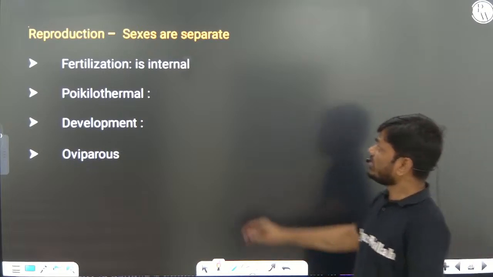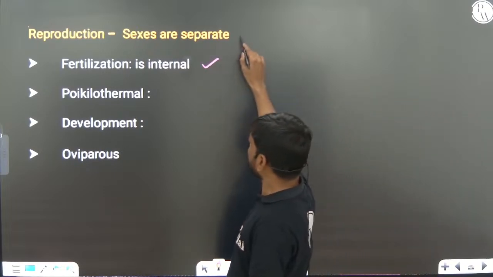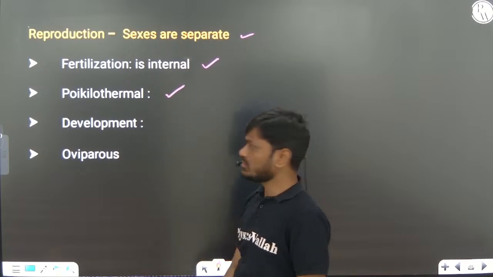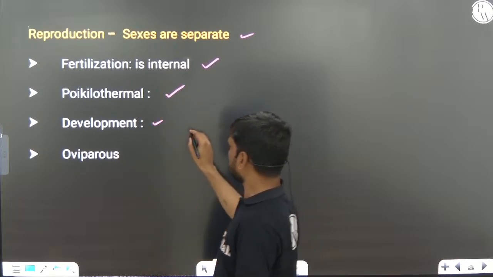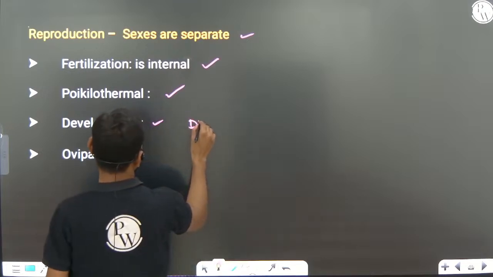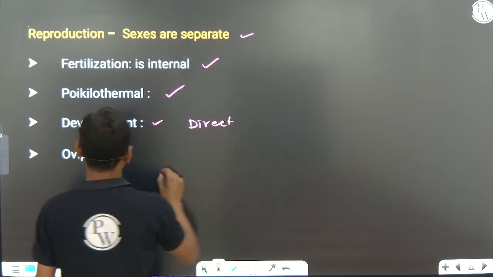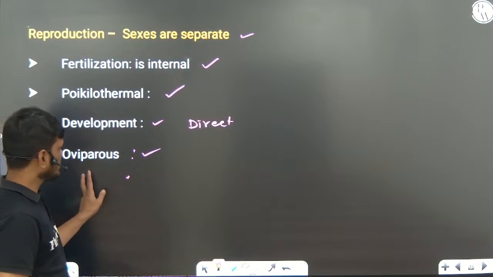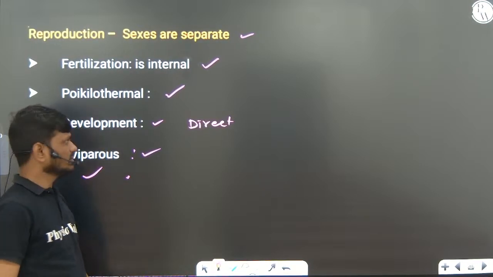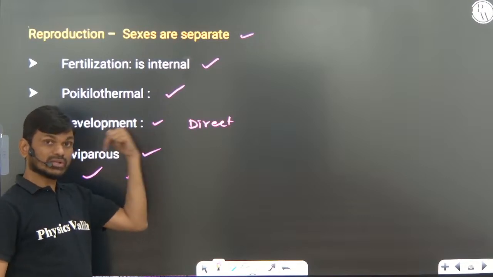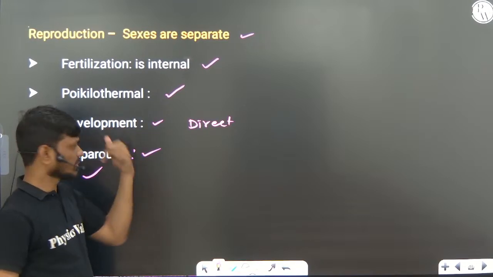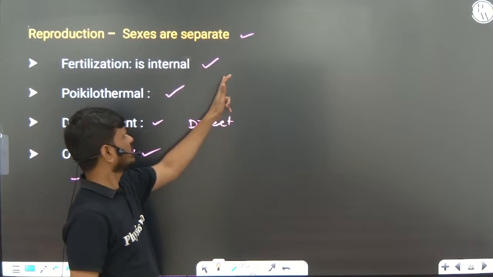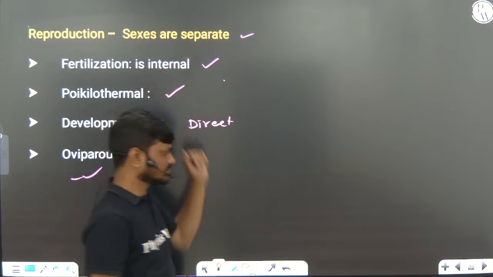Fertilization is important. Sexes are separate, male and female both are present separately. They are poikilothermic animals. Development is direct. They are oviparous, they lay eggs. Amphibia have indirect development and are also oviparous animals. So, oviparous animals, direct development, internal fertilization, sexes are separate.